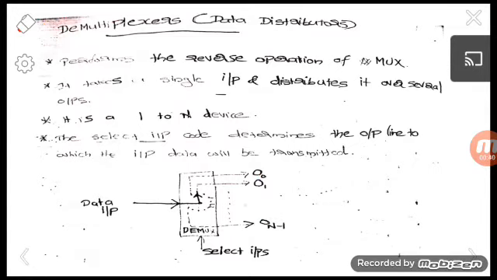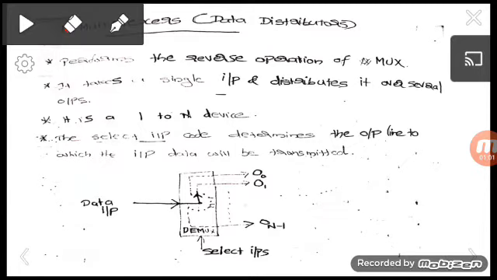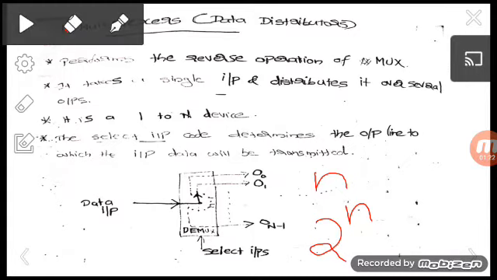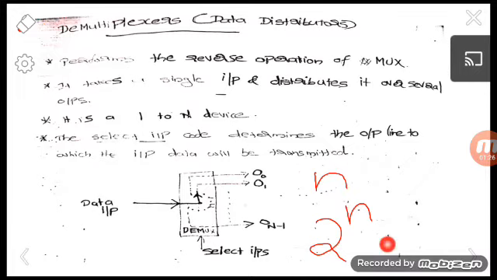Here we can also treat it as a rotating switch, because the input is always connected to the rotating switch, and based on the select inputs we can direct this input to any one of the output lines. And same as the multiplexer, where if there are n select inputs, 2 raised to n input lines will be there, here if there are n select inputs, then 2 raised to n output lines will be there. That is, we can direct the input to 2 raised to n output lines. So this is a normal demultiplexer.